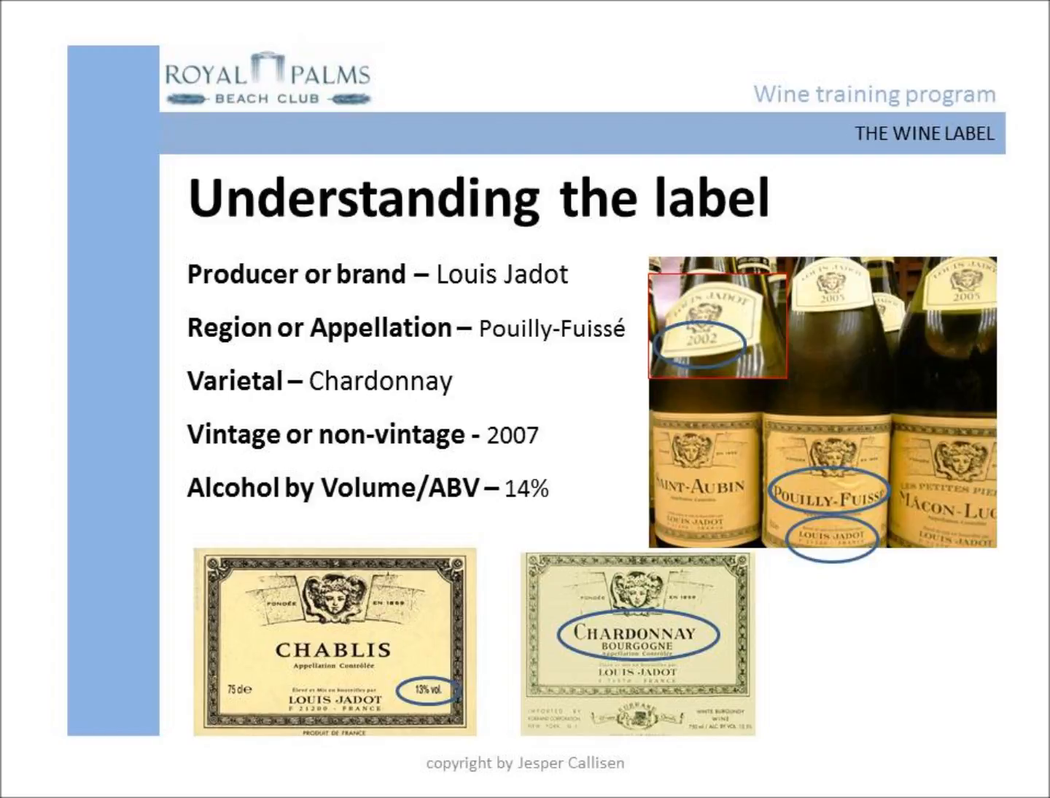Another thing you can find on labels is the varietal. In this case, the lower right picture shows us that the wine is made from Chardonnay. However, if you look at other labels, they do not give the same information. This is because certain appellations have to be made with specific grape varieties. Burgundy, for example, is always made from Chardonnay. For that reason, it does not have to be stated on the bottle.